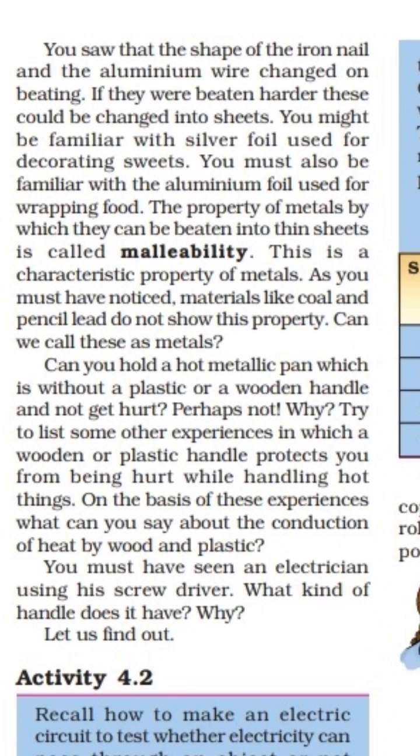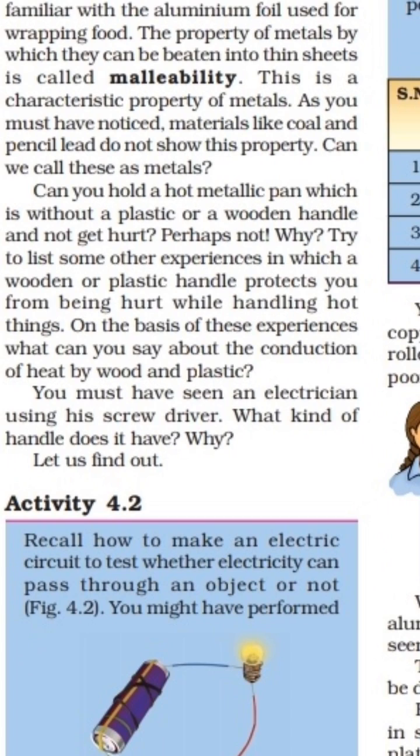Now you must have seen an electrician using his screwdriver. What kind of handle does it have? It has a plastic-covered handle. And why? Because the electrician is using the screwdriver while doing electrical work, handling electrical appliances. The screwdriver is made of metal and can pass electricity, and its handle is made of plastic and cannot pass electricity, so they can do their work easily.